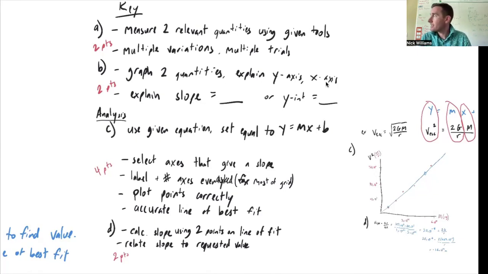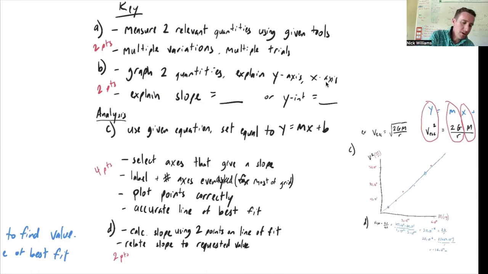Then the analysis, they're going to give you a whole bunch of data. You are then going to use the equation that they give you. So they're going to say students derived an equation that is correct for something. Then you'll take that equation and set it equal to y equals mx plus b so that you can figure out what two axes you need in order to get a slope.